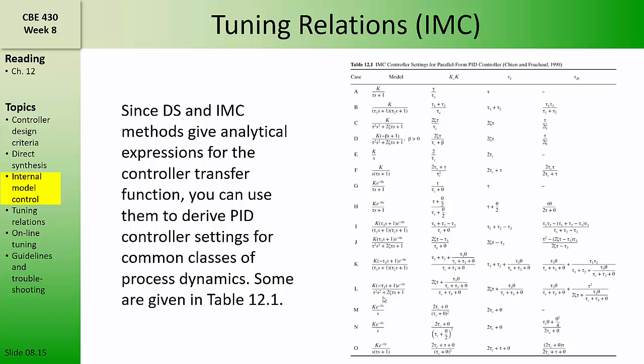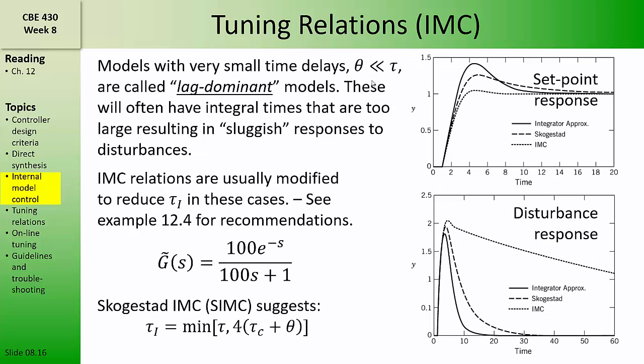This table also contains interesting transfer functions that we may not have looked at yet, such as an integrator plus time delay model in entries m and n, and an FOPTD model multiplied by an integrator in entry o. Because the IMC method is an extension of the direct synthesis method, Table 12.1 includes the equations for the direct synthesis method. Care must be taken when using the DS or IMC methods for models that have very small time delays. That is, a time delay theta much smaller than the dominant time constant in the process tau.